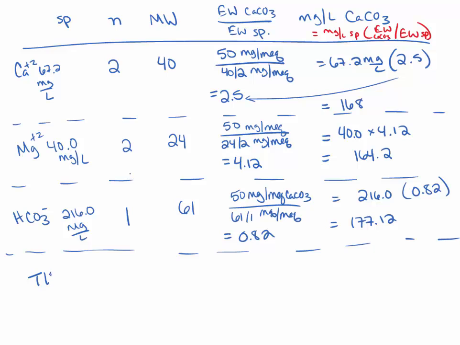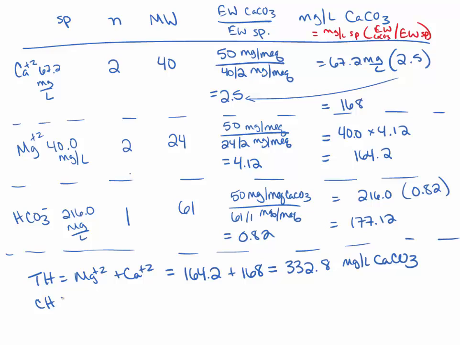Okay, so the total hardness is equal to magnesium plus calcium in terms of milligram per liter calcium carbonate. That is 164.2 plus 168. That gives 332.8 milligrams per liter calcium carbonate.